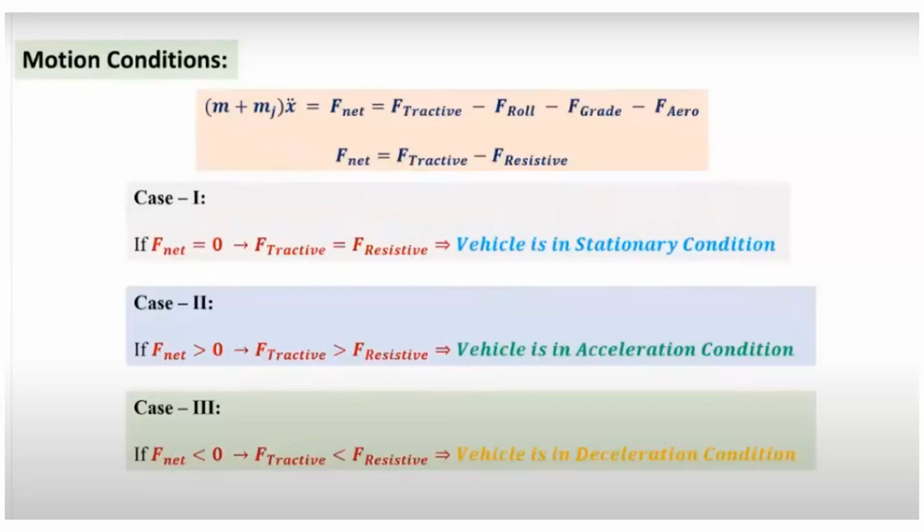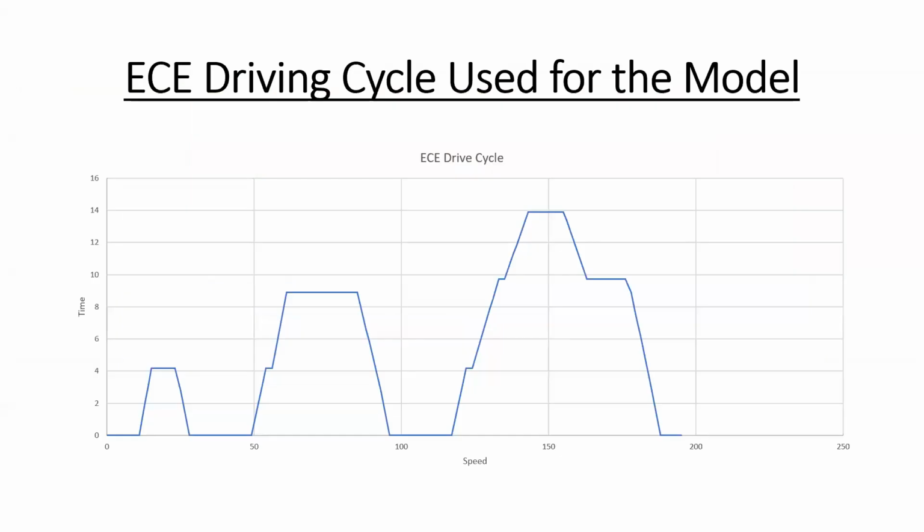So these are three conditions which are possible for any vehicle. Either it will be stationary, in that case the net force will be 0. Or it will be in the acceleration stage where the net force is greater than 0, or the deceleration stage when the net force is less than 0. So this is the mathematical fundamentals which are involved behind the motion of the electric vehicle. And using these formulas and equations only, we are going to do the designing or the modeling of the EV in the model which we are going to prepare today.